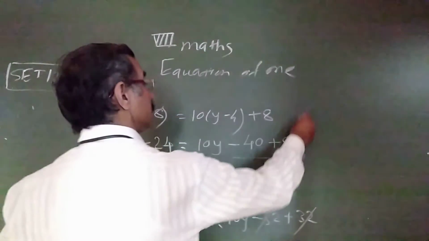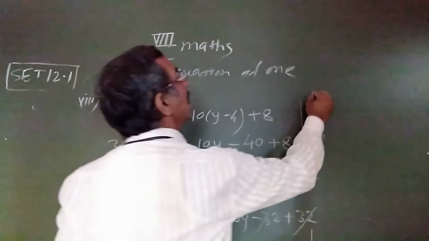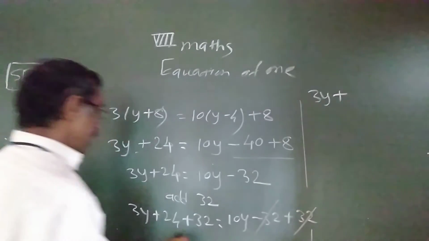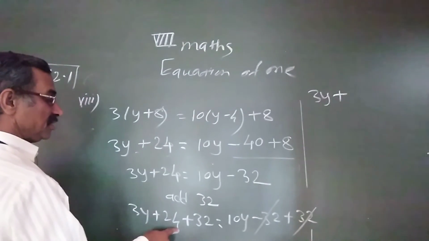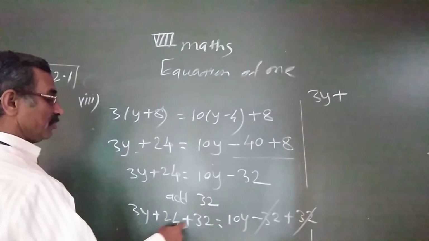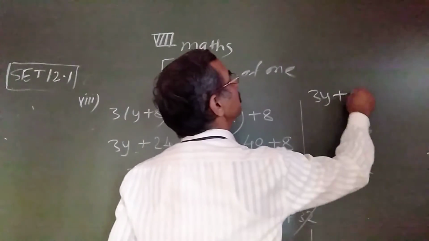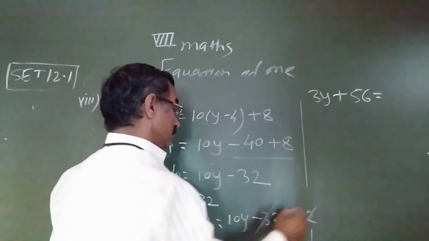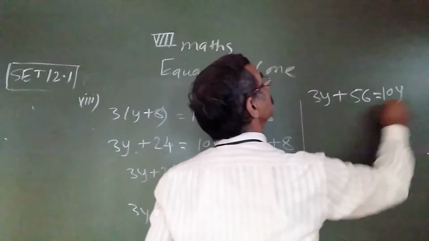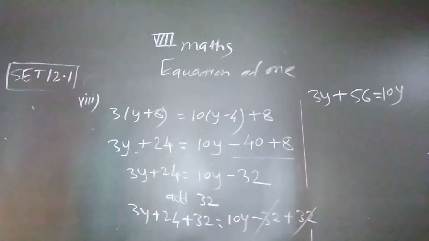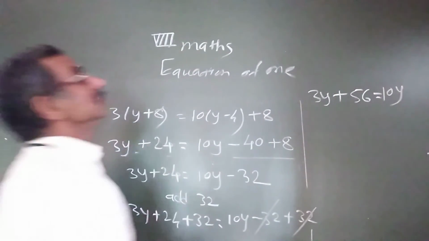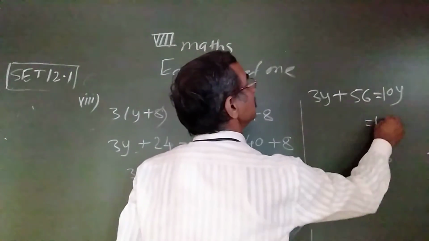So here we will get 3y plus... we are adding this to this. The addition of both is 56, meaning 4 plus 2, and it is 56, is equal to 10y. So we want to find out the value of this. So 10y remains as it is.